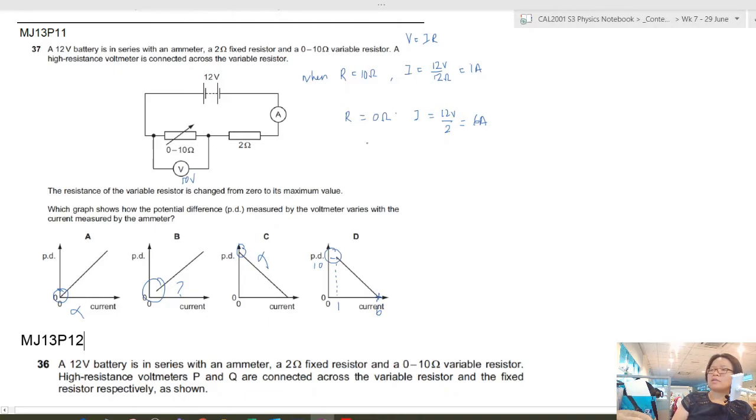And the second thing is when the voltmeter reading will be 0. In the first situation the voltmeter reading is 10 volt. In this situation the voltmeter reading is 0 volt, because when this is 0 ohm, there's no potential difference. It's as if this is just a wire, so there is no energy conversion. No energy conversion means no potential difference. So that's why the potential will drop back to 0. So that would be your answer, which is D.